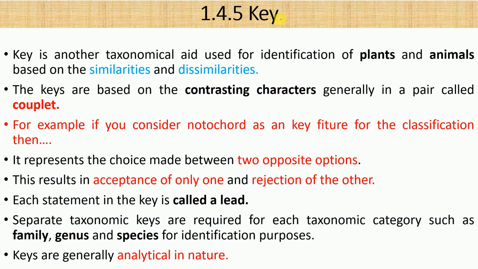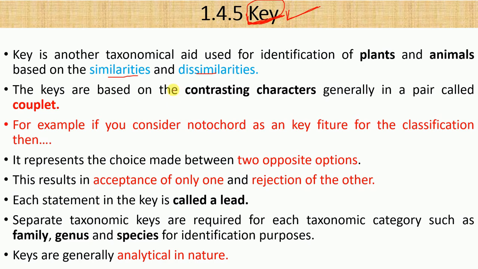Now let's move on to the important feature of taxonomical aids, and this feature is termed a key. So key, it is an important feature to unlock any door, right? By using this feature we are able to unlock the taxonomical process or classification process, and that's the reason scientists termed this feature a key. So based on some similarities and dissimilarities, we are able to classify living organisms.